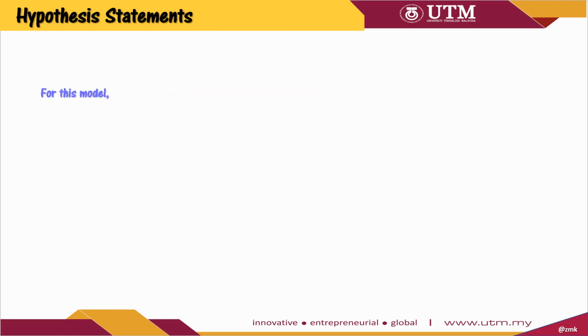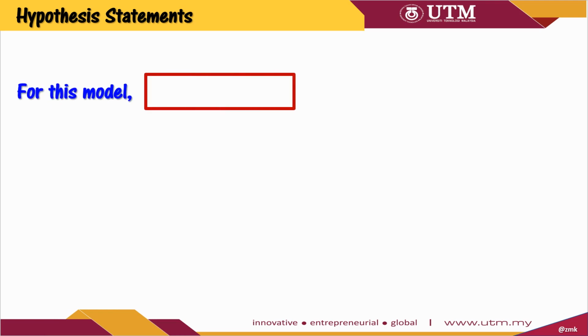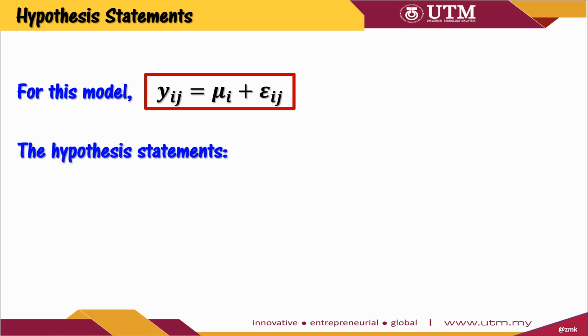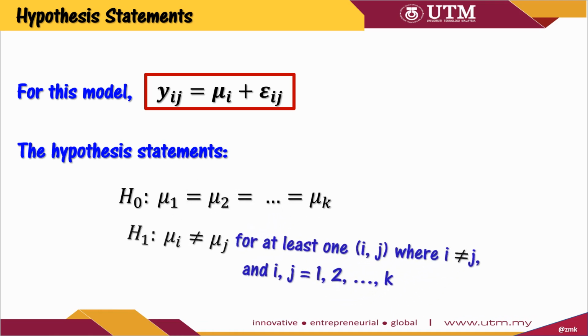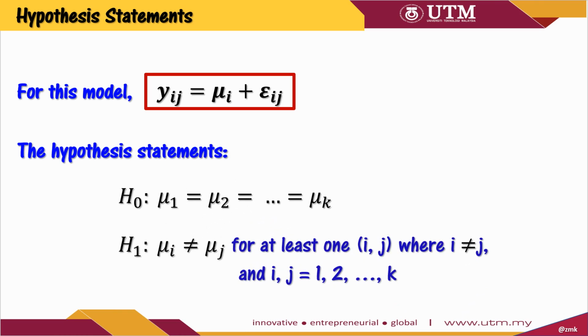For the statistical model we had earlier, each observation Yij can be a function of the ith group mean and the related errors epsilon ij. Therefore, we can test if all group means mu1, mu2, and so on until mu k are the same or not. Therefore, the hypothesis statements are written as follows: under H0, mu1, mu2 until mu k are all equal, whereas under H1, mu i is different from mu j for at least one i, j, which means at least one level mean is different from the rest.